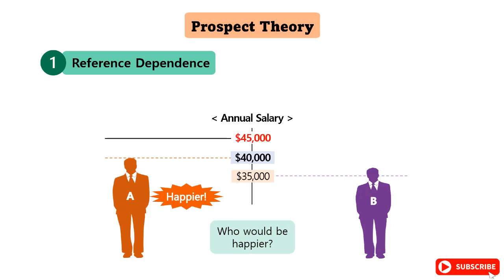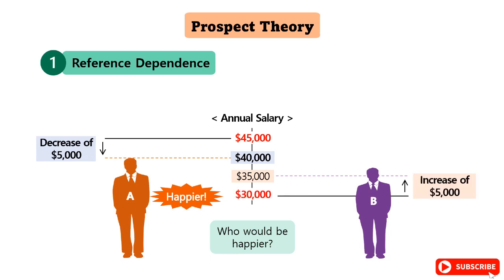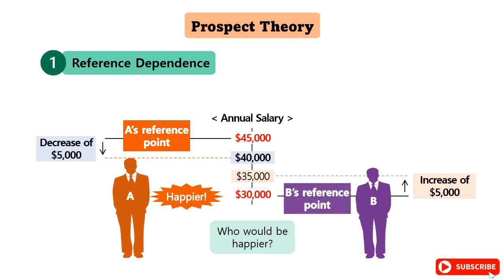However, if we consider that A's salary has decreased by $5,000 from $45,000, and B's salary has increased by $5,000 from $30,000, who do you think would be happier? Since A's reference point is $45,000 and B's reference point is $30,000, judging based on reference points, B would be much happier.